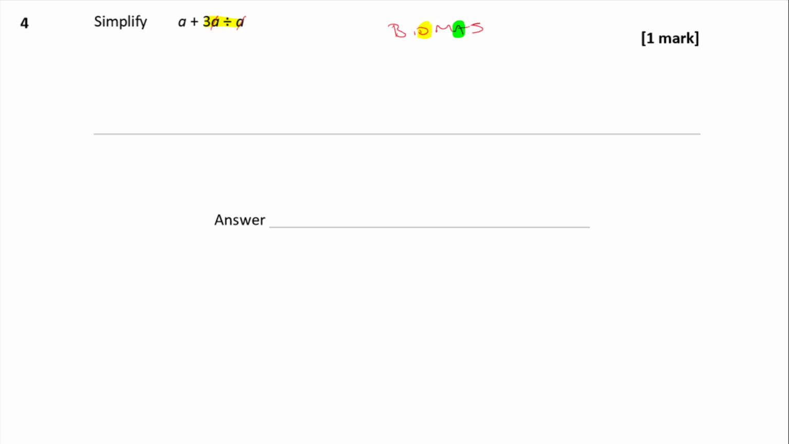And so I've then got a plus 3, which is just a plus 3, because I can't add those together any more than they already are. Okay, so that's just a plus 3.